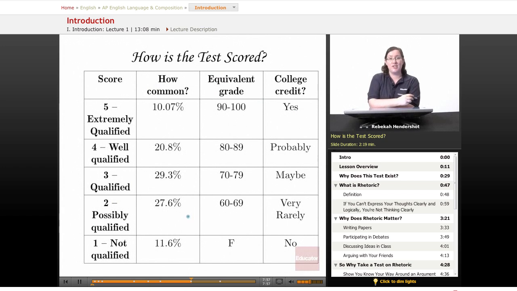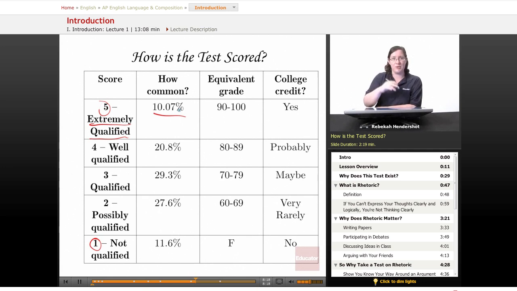All right. So, assuming that you actually manage to get through all this and you survive, you're going to get your score. How is this test scored? I will show you. Just in case you've never taken an AP test before, the scale goes from 1 to 5. The higher your score, the better you did. 5 is what's considered extremely qualified. You are golden. You're set.